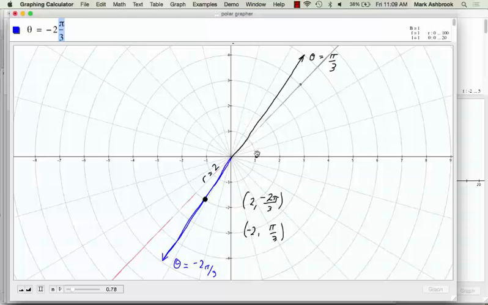Okay, what about an angle like this? What is that angle? It's 4 pi over 3. So what would the r value be if we use the angle 4 pi over 3? Positive or negative? Positive 2. So all 3 of those are ways of writing that point.